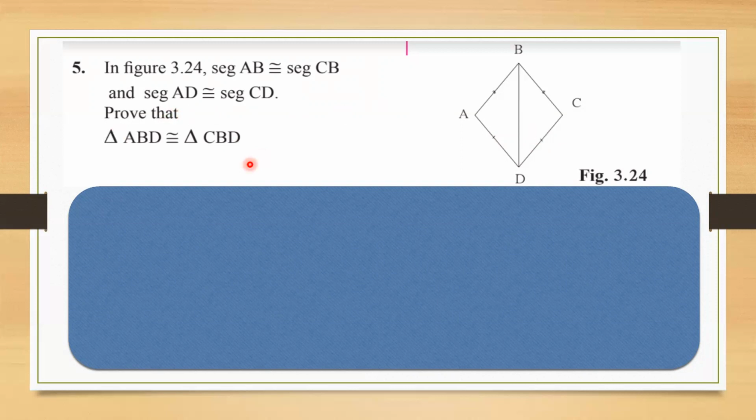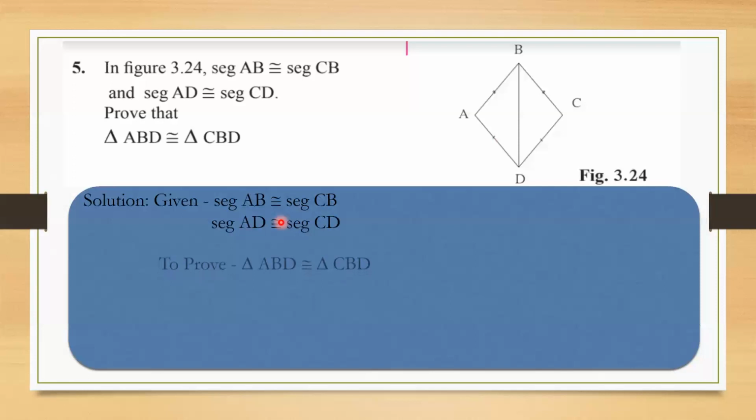Whenever in a question it is given that you have to prove something, you have to write down three different parts: given, to prove, and proof. So first I will write down given. What all things are given? Segment AB is congruent to CB, that is given, and segment AD is congruent to CD, that is given. Now write down to prove. To prove, you have to pick it from the question only. Triangle ABD is congruent to triangle CBD, that we have to prove. If you write these two parts also, you will get half a mark or 1 mark.